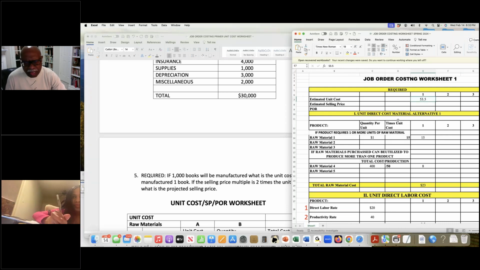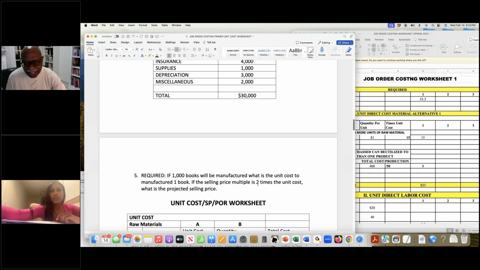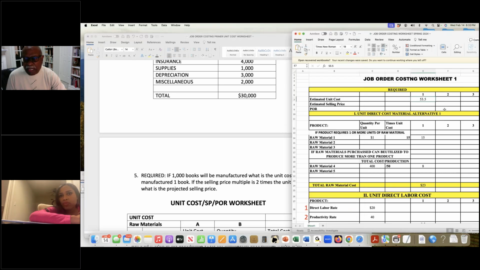My selling price multiple is 2. And I'm going to multiply, not divide, to get my cost. A number of students like to divide this, but we multiply the multiple times the cost. And so if I do that, what's my selling price going to be? 107 sounds like a good number to me.